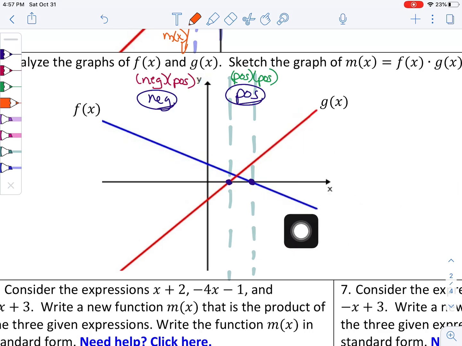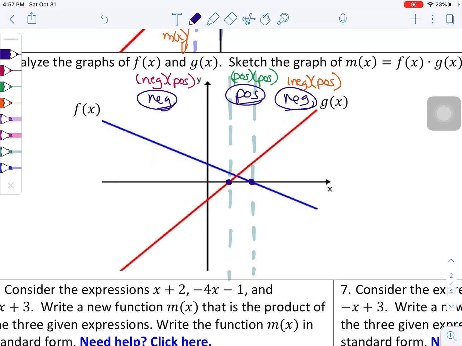Your far right side is going to be negative for the blue curve and positive for the red line. So we've got a negative times a positive, which means we would be negative. All right, so negative, positive, negative. Negative means I'm going to be below the x-axis here. I'm going to go through the x-intercept. Positive is above the x-axis, back through the x-intercept, and then negative down here.